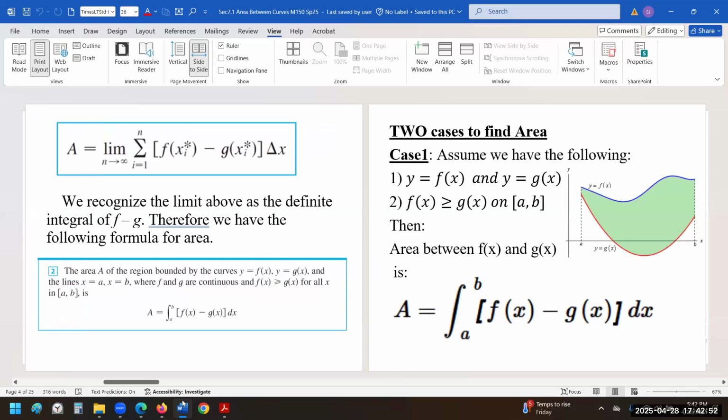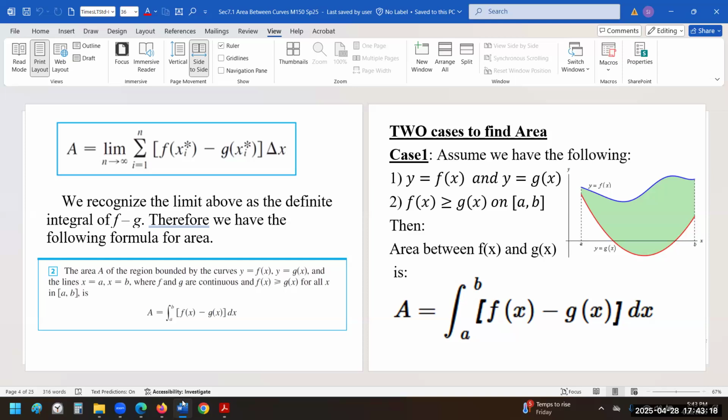So we have two types of scenario. All this time we had y as a function of x. Now x is a function of y. So we had y equals f of x, y equals p of x. What's wrong with this?